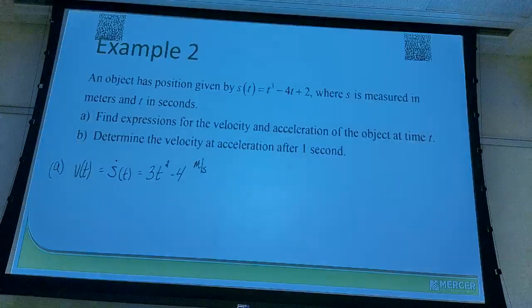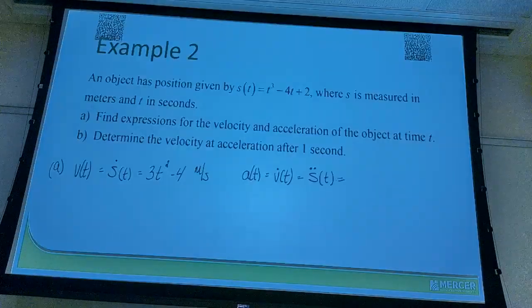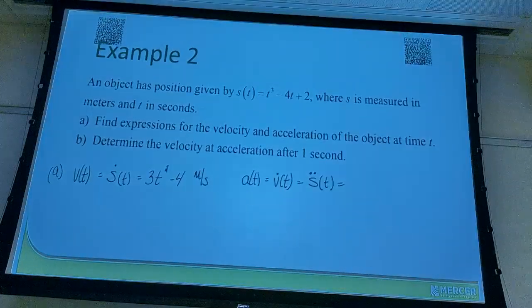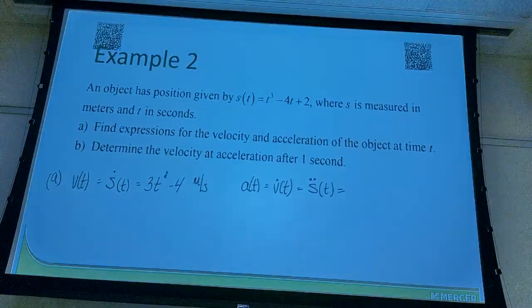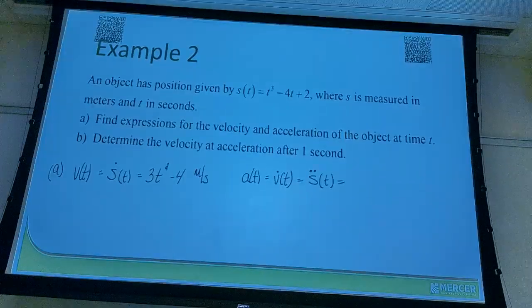A of t. V dot, right? Which is S double dot, the second derivative of the position. Which is what? 6t. Meters per second per second. Meters per second squared.